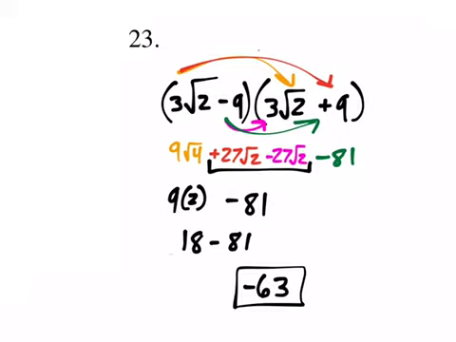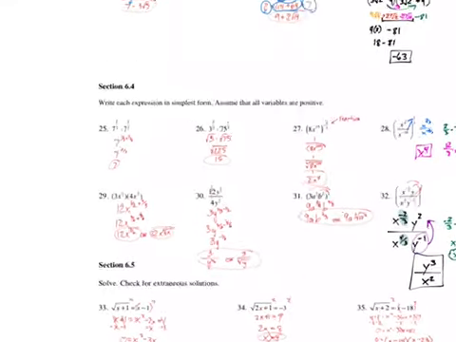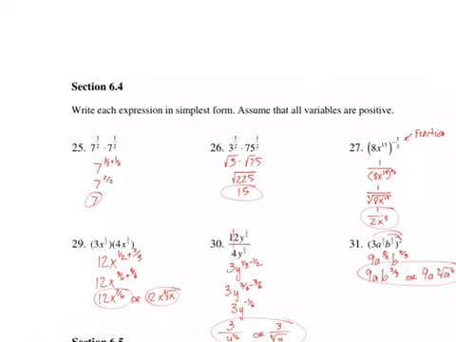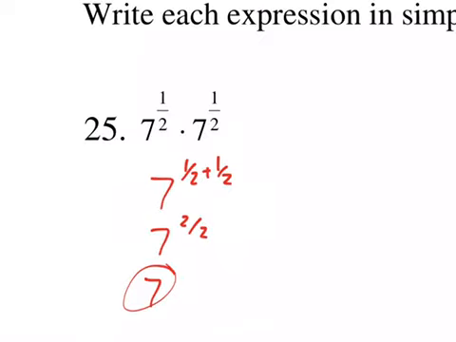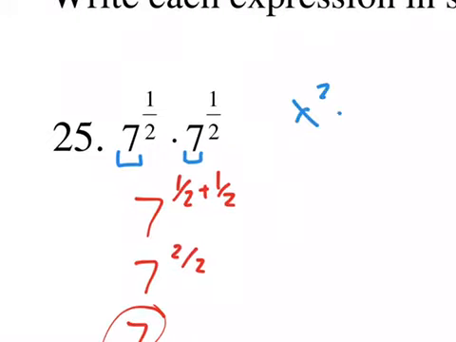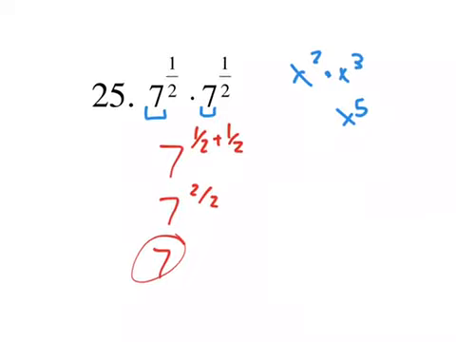All right, 6.4. Write each expression in simplest form. Assume that all variables are positive. That's just a stipulation that I have to toss in there. All right, this is no different than same base, add the exponents. This would just be like x squared times x to the third to get x to the fifth. Add those exponents up, and you just get x to the 7th power.